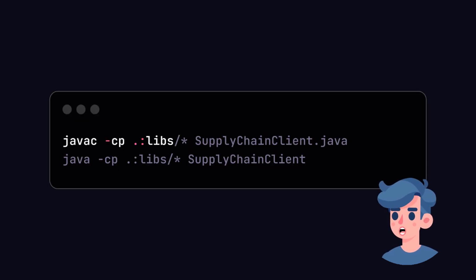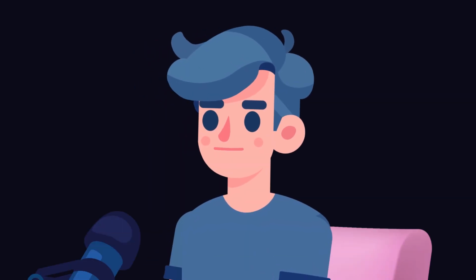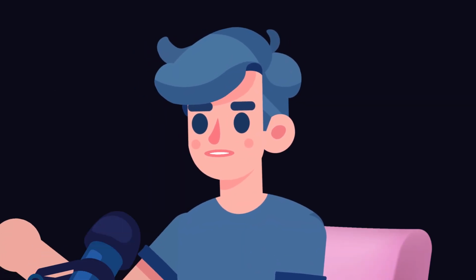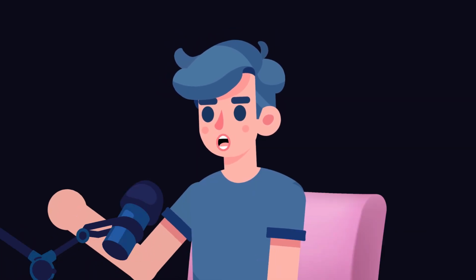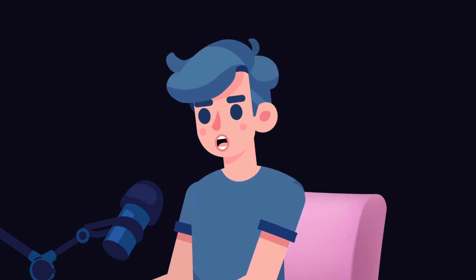Now it's time to run our client application. Compile your code and execute it to see how it interacts with the blockchain network. Congratulations! You have successfully created a simple supply chain management system using blockchain. You've seen how to set up Hyperledger Fabric, write and deploy a smart contract, and interact with it using a Java client.